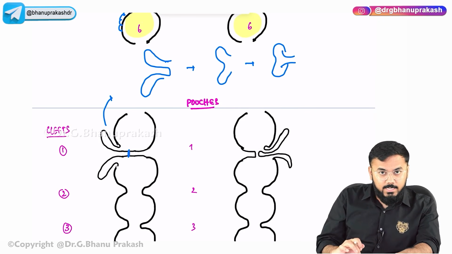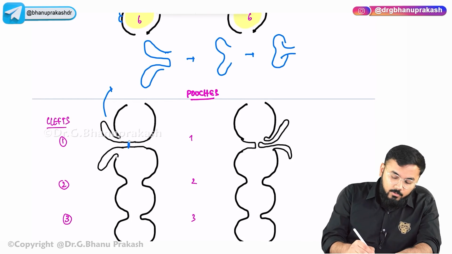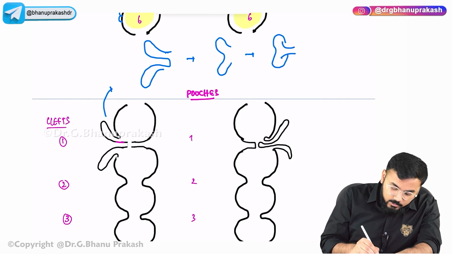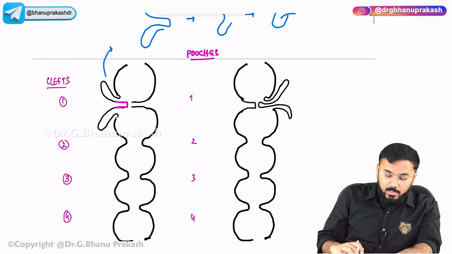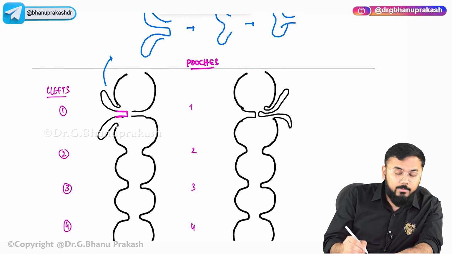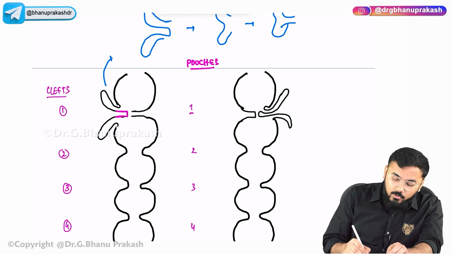Now once the ear pinna is formed, here you have got the ear pinna, and this particular segment is called the external auditory canal. Now you should also have the middle ear and internal ear. Who is forming this middle ear and internal ear? They are formed from the first pouch.